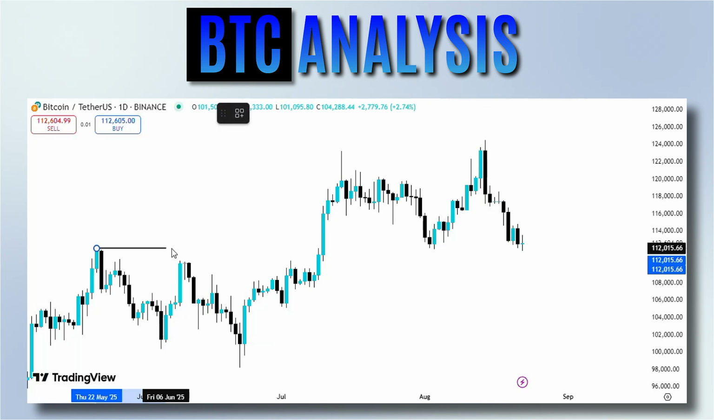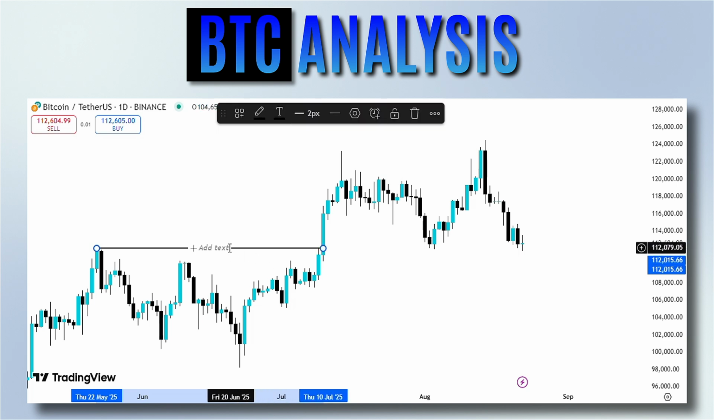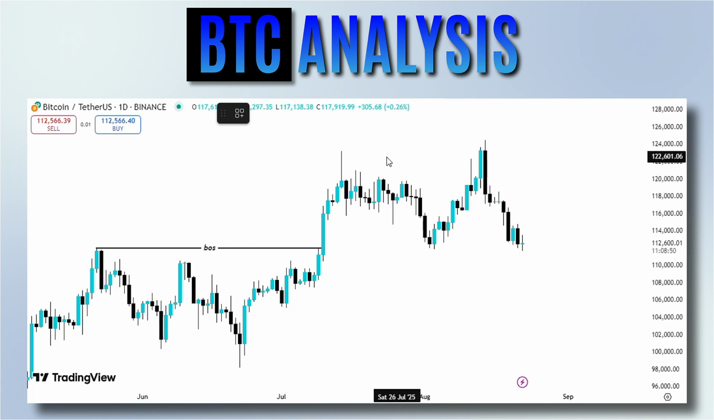Today, we're doing a deep dive into Bitcoin's current price action using a multi-time frame analysis. We'll start from the daily chart to establish our overall bias and then drill down to the 15-minute chart to pinpoint a potential trading setup. Let's get right into it, okay?